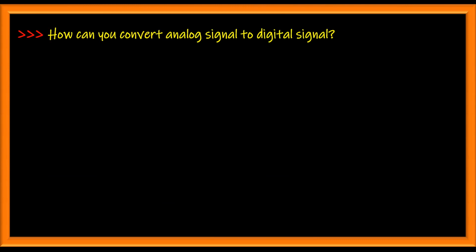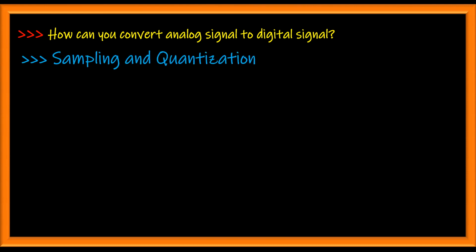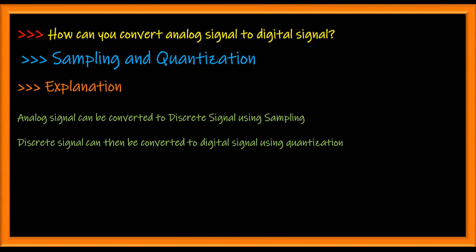How can you convert an analog signal to a digital signal? Using two mechanisms, which are sampling and quantization. Sampling gives you a discrete signal, and quantization takes a discrete signal and gives you a digital signal.